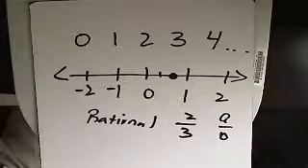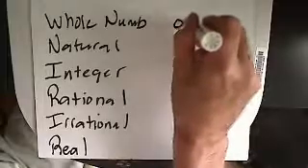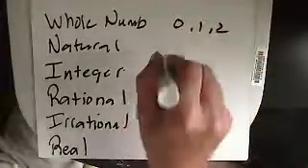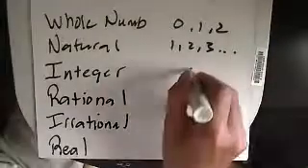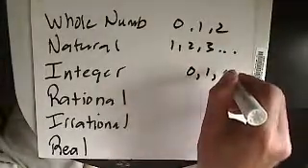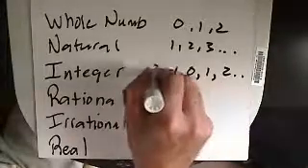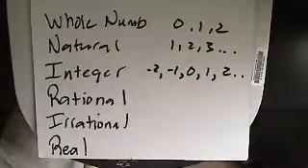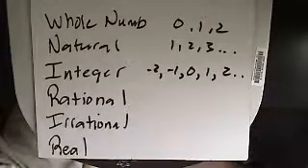So let's review this for a second. Whole numbers start with the 0. Natural numbers start with 1 and keep going. Integers: of course, we have the set of natural numbers, but it also goes the other way. These are integers, never a partial fraction, if you would. Rational numbers, these are your fractions.